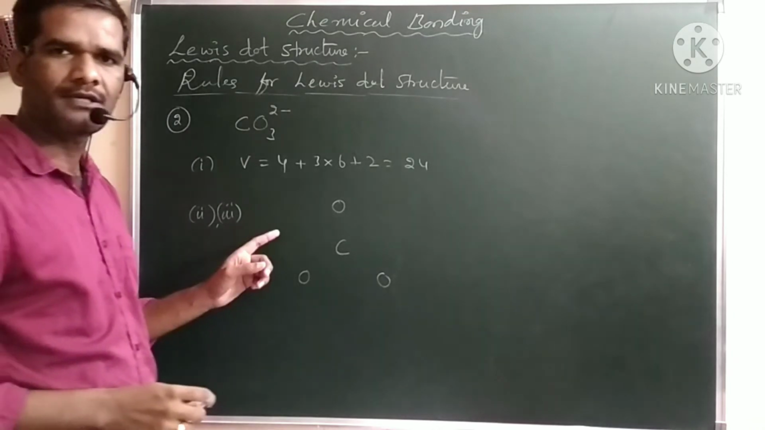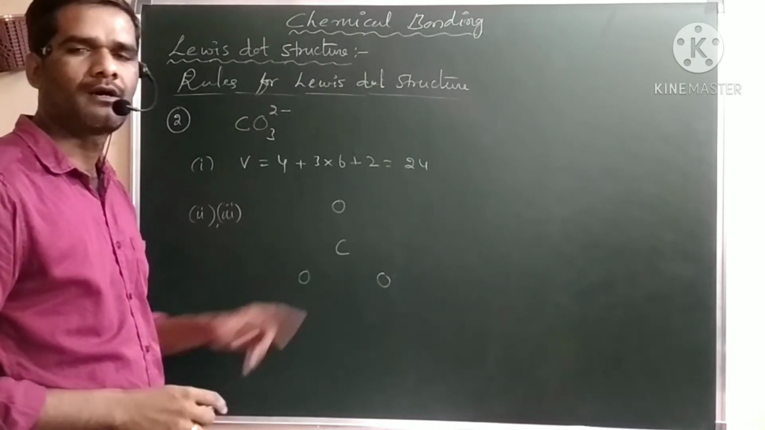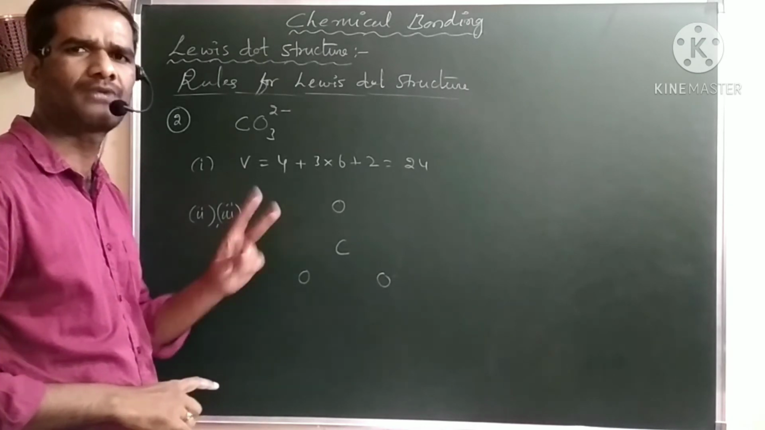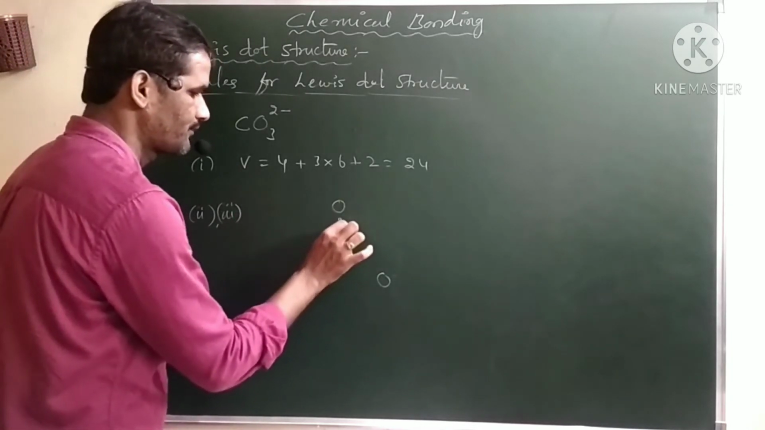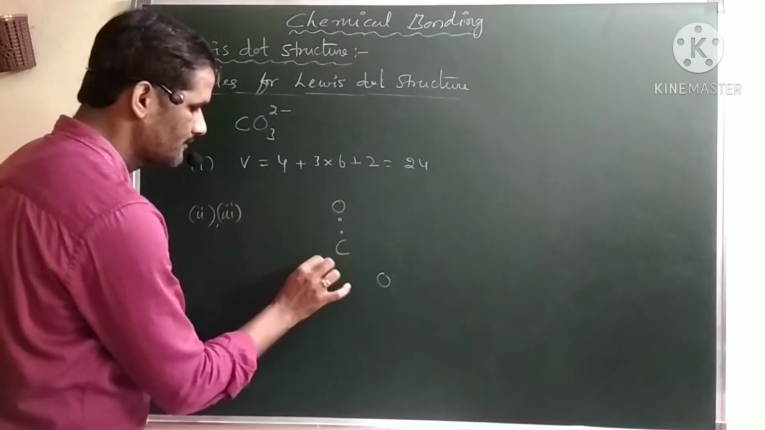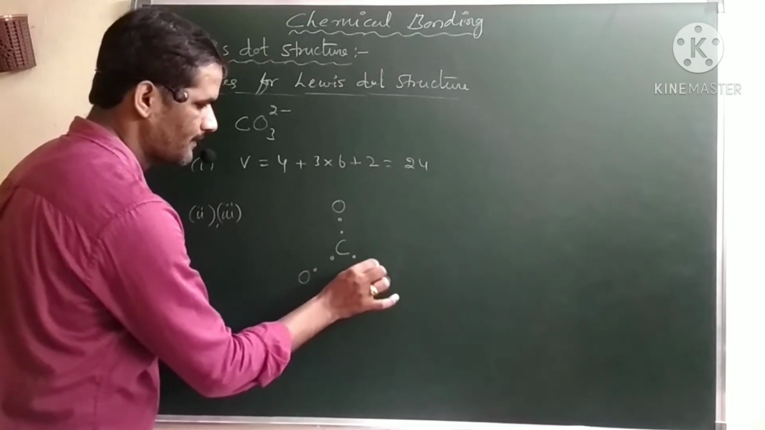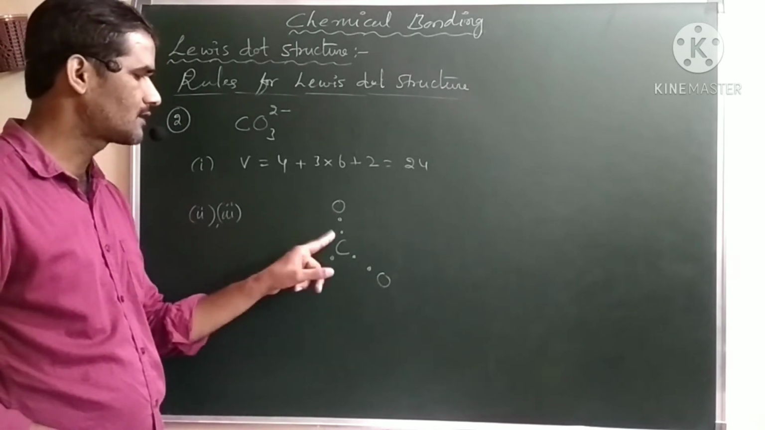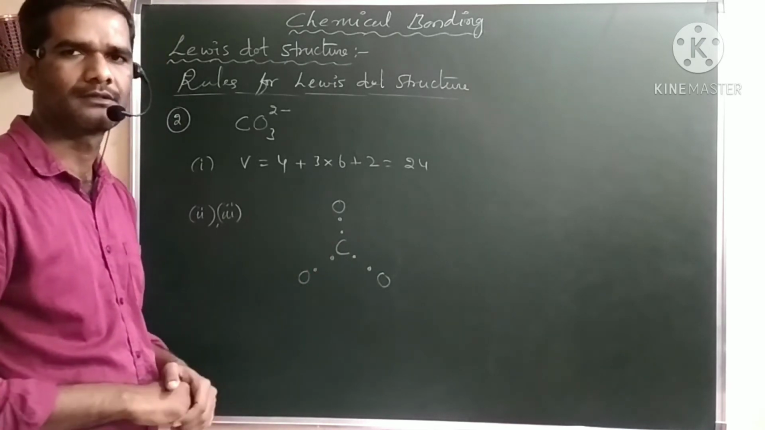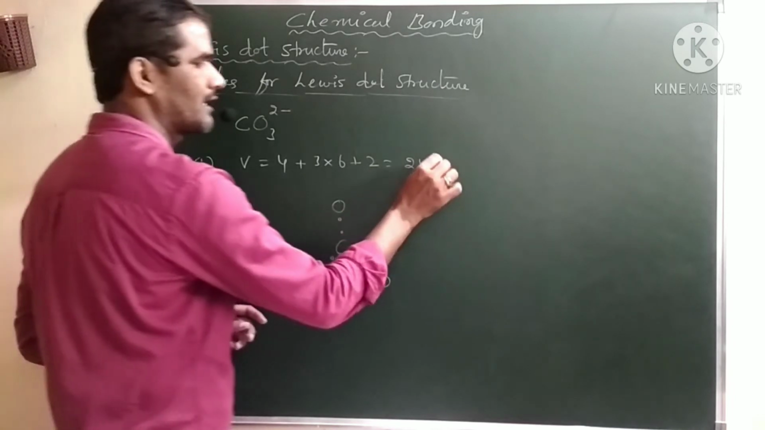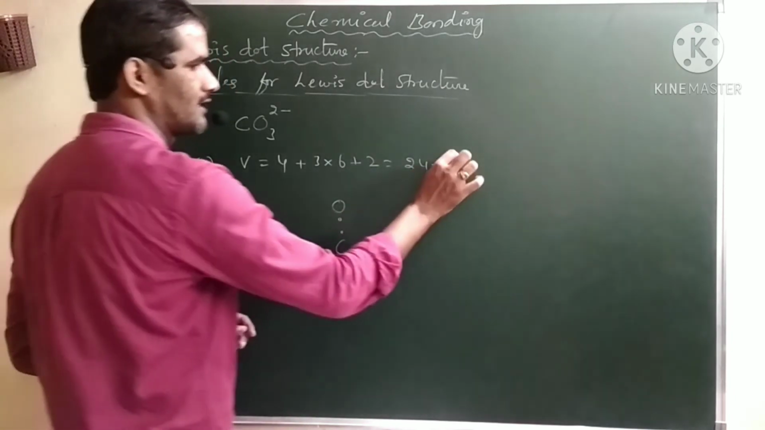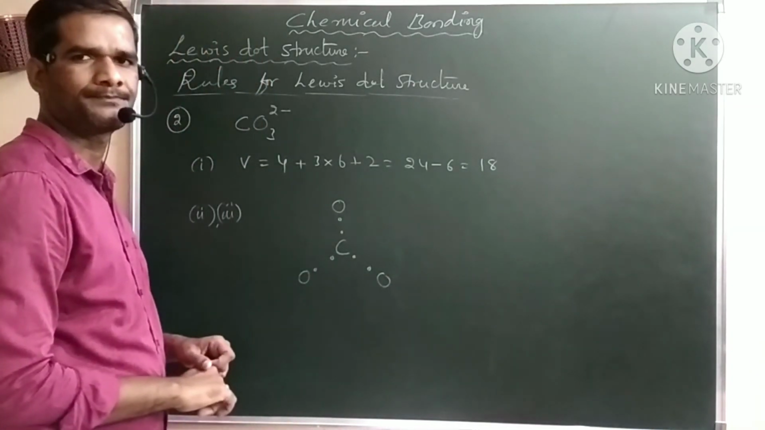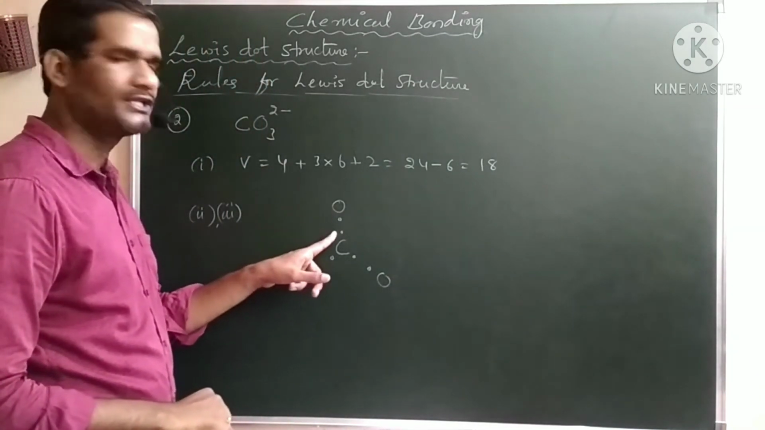we have to share the electrons between the carbon and oxygen by making a single bond. So here 2 electrons we have to share. This atom is the central one, and for each of the other atoms I shared 2 electrons. So out of 24 electrons, I shared 6 electrons. How many remain? 18 remain. Now this oxygen has only 2 electrons.